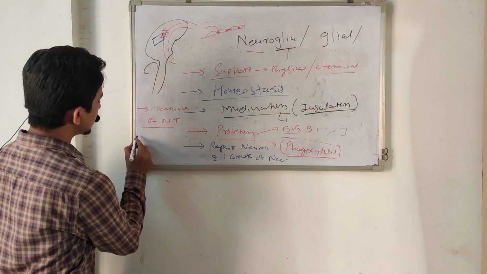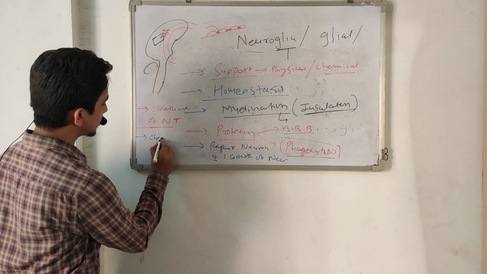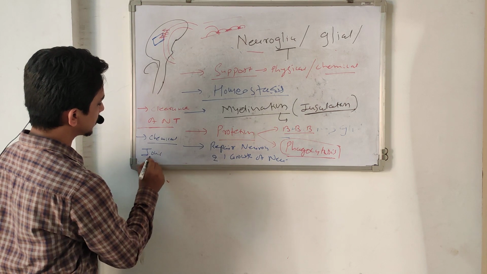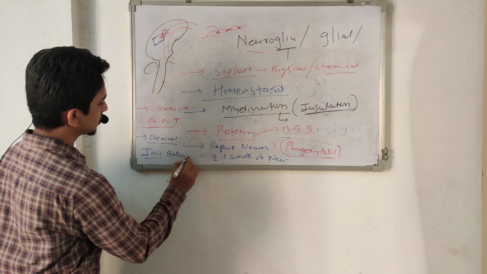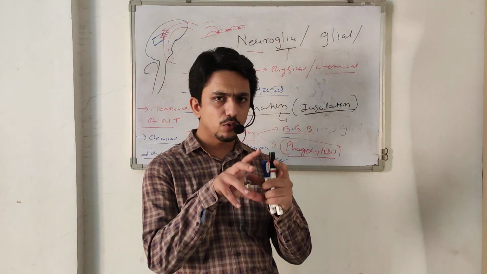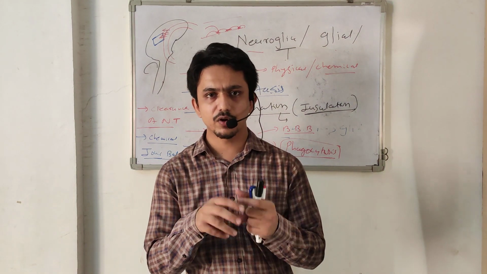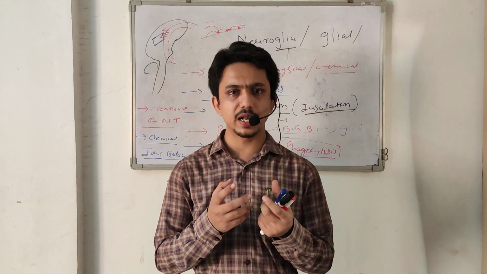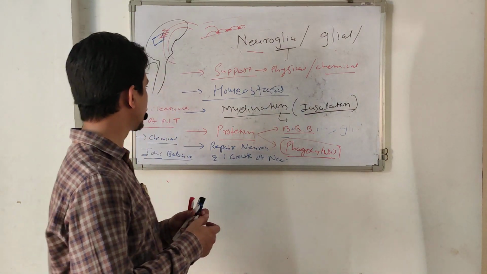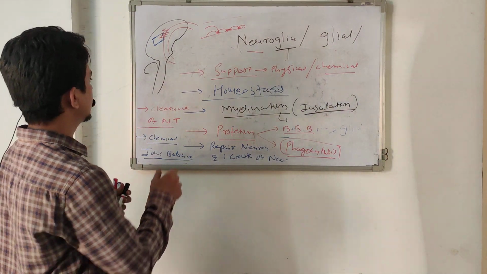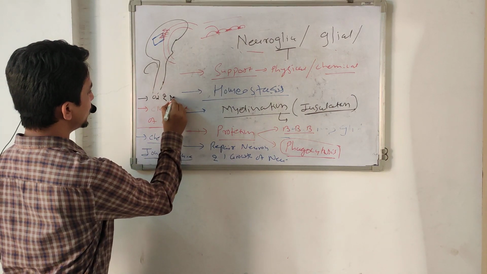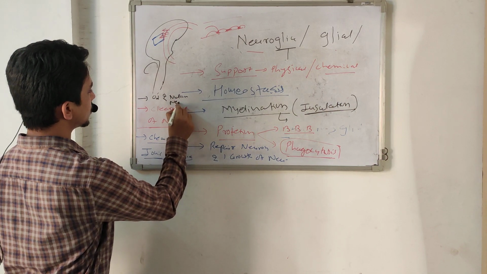Also they maintain the chemical environment, or we can say ionic balance. Ionic balance means the environment surrounding the neurons, which we call the internal environment of the CNS, is maintained. Ionic balance, especially the level of potassium, is maintained by neuroglia. One more function: they also give oxygen and nutrition to neurons.